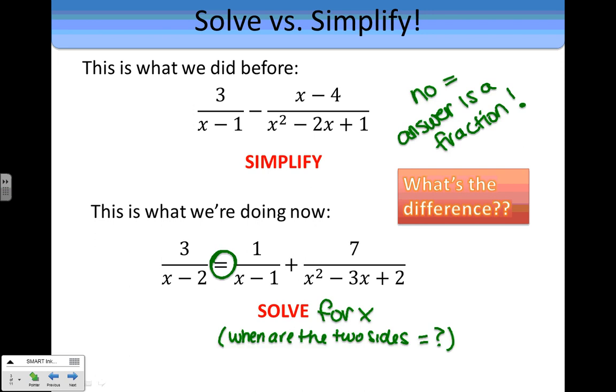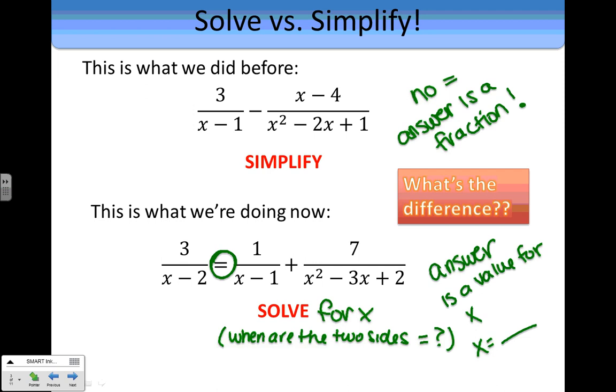Now in this case, I'm trying to solve for x. Solving means I'm trying to find a value for x that will make these equations equal. So my answer is a value for x. So it will look like x equals blank. Okay. So you really have to make sure that you know the difference. It's very important because when you see two expressions with no equal sign versus one with the equal sign, there's going to be a very different process.